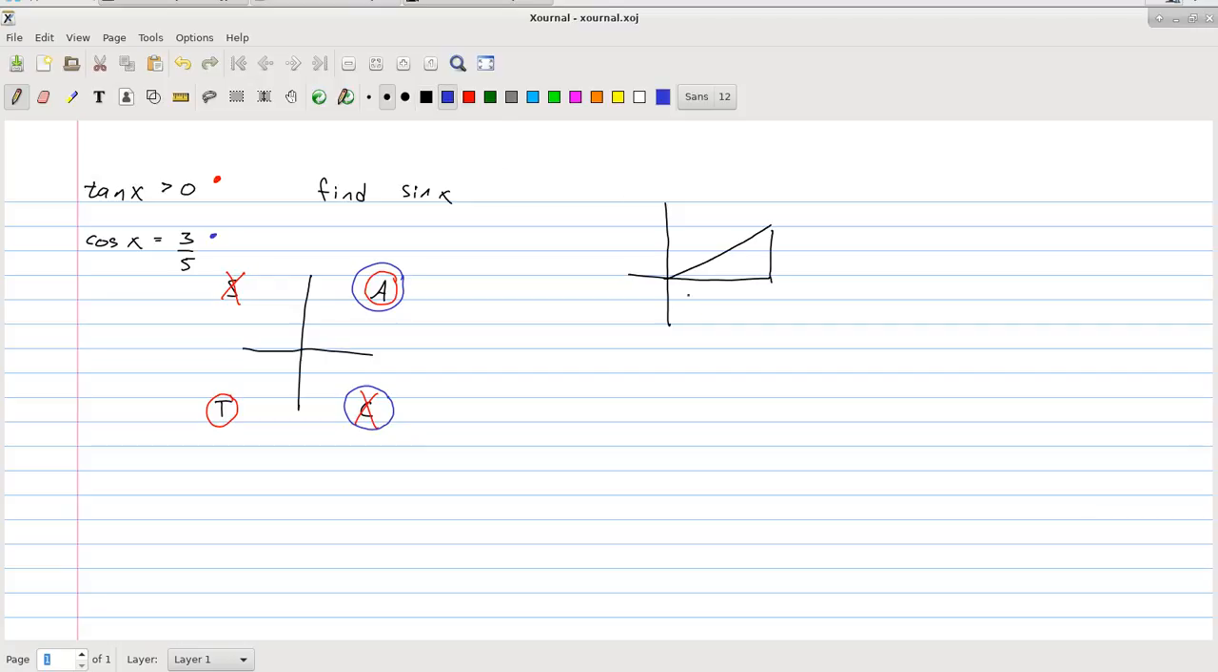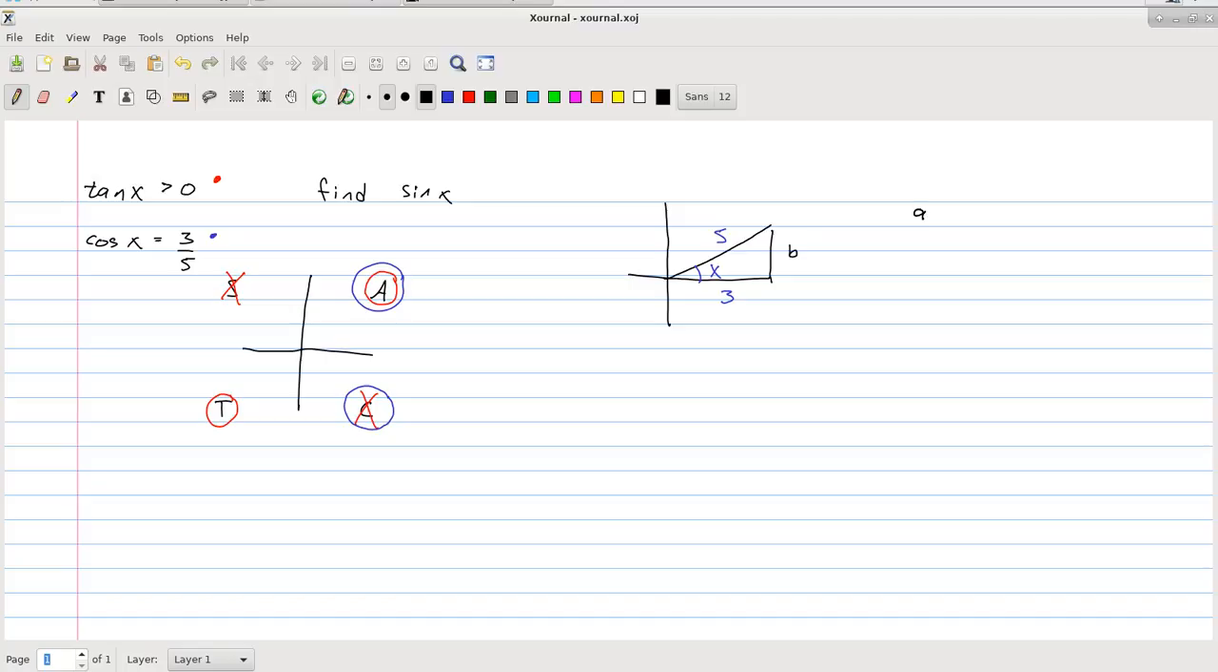So we've been given the cosine of x. I'm going to draw x, the angle at the origin. Cosine is adjacent divided by hypotenuse. So the adjacent side is 3. The hypotenuse is 5. Now we can use the Pythagorean theorem to find the third side. For now, I'm going to call this b.